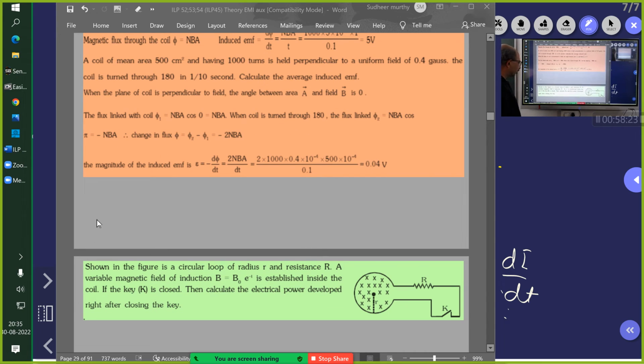Shown in the figure is a circular loop of radius r and resistance R. A variable magnetic field of induction, B naught e raised to minus t, is established inside the coil. When the key is closed, calculate the electric power developed after the key is closed. Fantastic problem. If you have understood the theory, you will solve this.